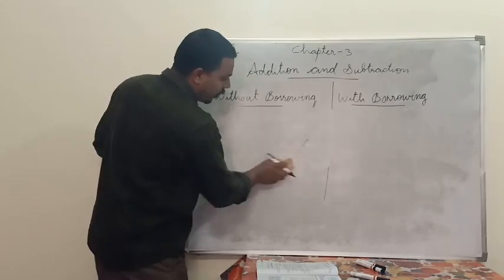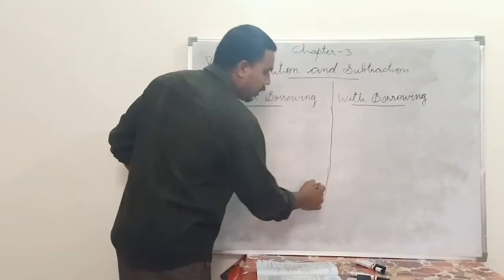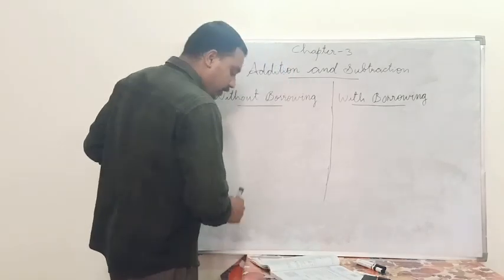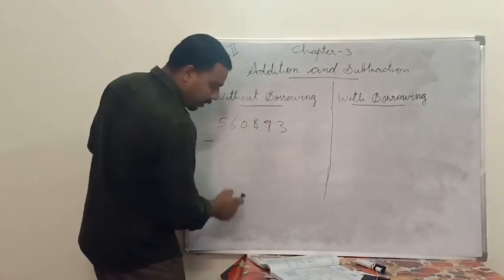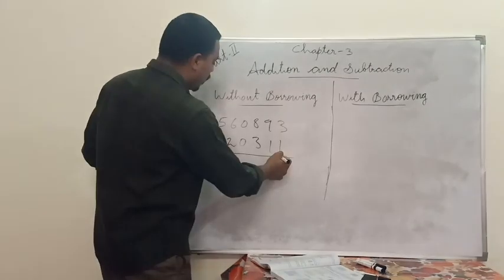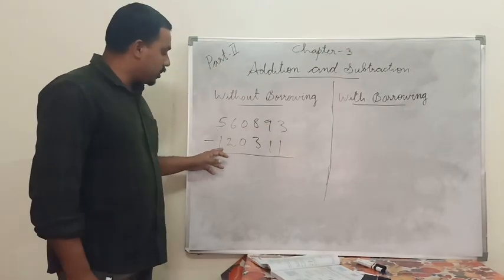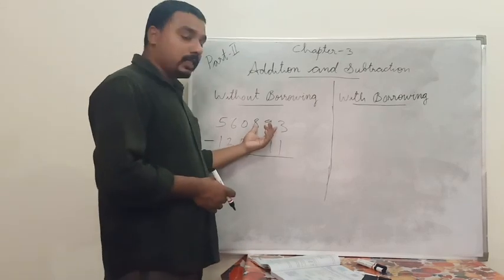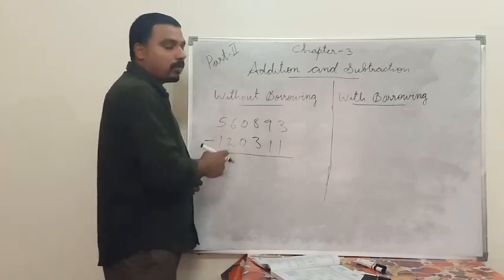Just see, with borrowing, some more numbers, I have written only a 3-digit number, and now we will subtract some larger numbers. For example, just take 5,60,893 minus 1,20,311. So this is a 5-digit number, sorry, a 6-digit number, right? So we need to subtract this 6-digit number without borrowing.